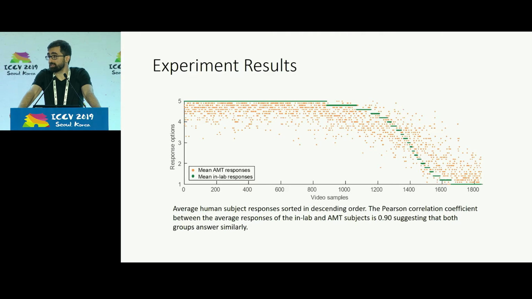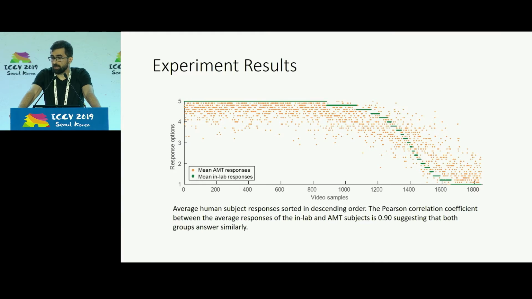Here are the average responses from the people. The green dot shows the in-lab responses, and the red dot shows the average responses of the Amazon Turk workers. As you can see, there is a general agreement among people when they are judging the intention of pedestrians.